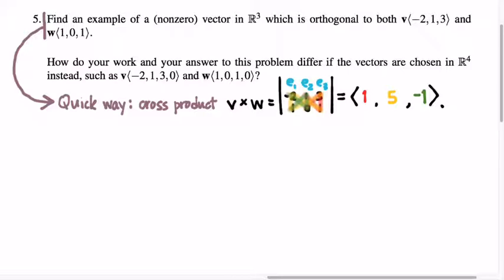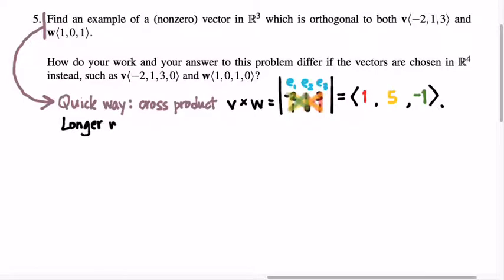So computing the cross product of v with w is a quick way of answering this problem, but it only works because we're in 3 dimensions. Cross products don't exist in other dimensions besides, well, there's a weird one in dimension 7, but we don't care about that one. So in order to generalize this, which is what we're asked to do next, we should probably look at how we could do this the longer way.